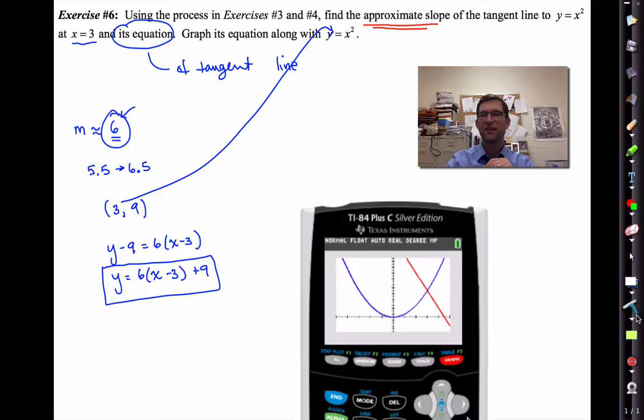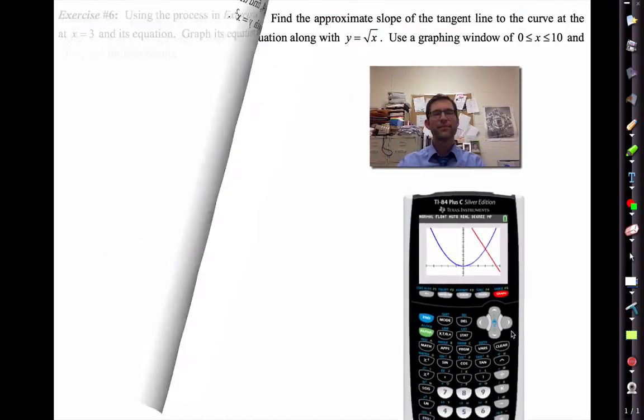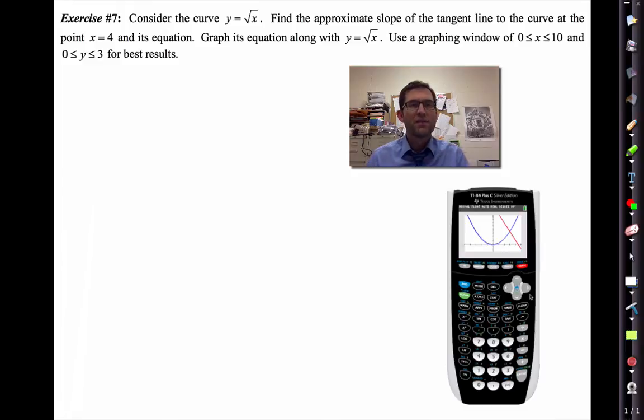All right, I'm clearing out the text. Let's do one with the square root. Consider the curve y equals root x. Find the approximate slope of the tangent line to the curve at x equals 4 and its equation. Graph its equation along with y equals root x. Use a graphing window of, so there you go. There we just have the graphing window.